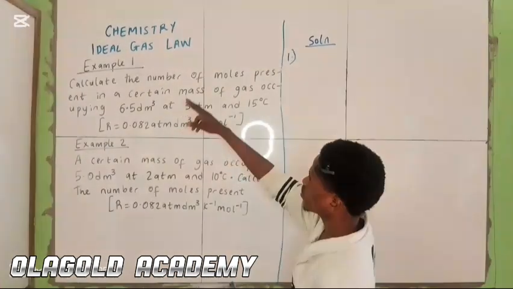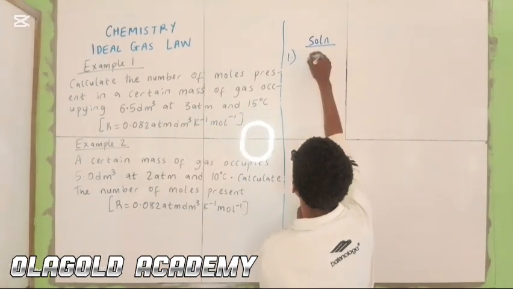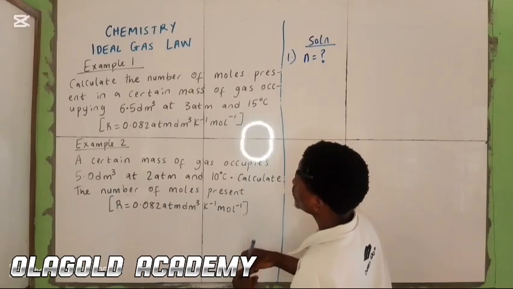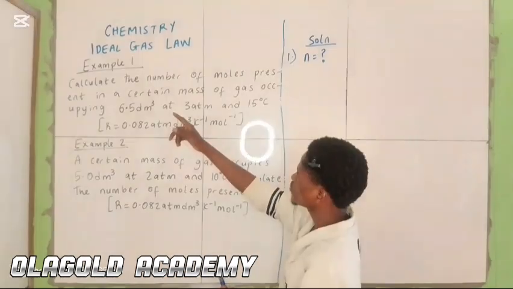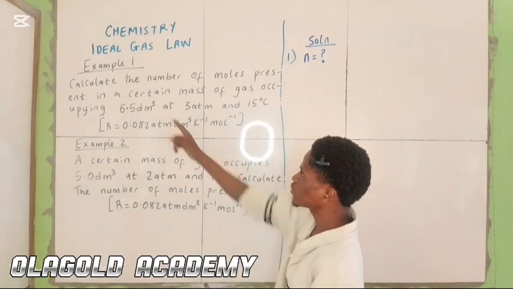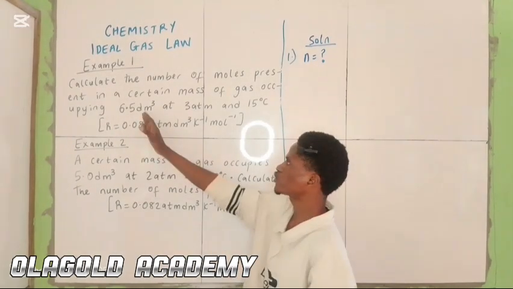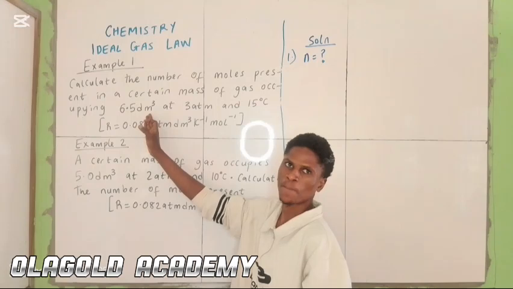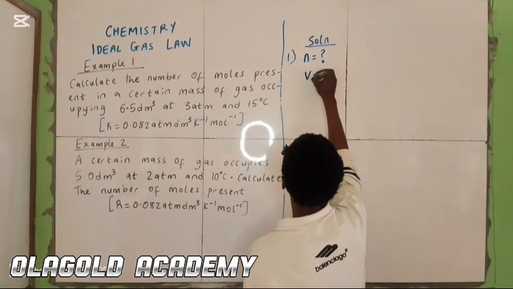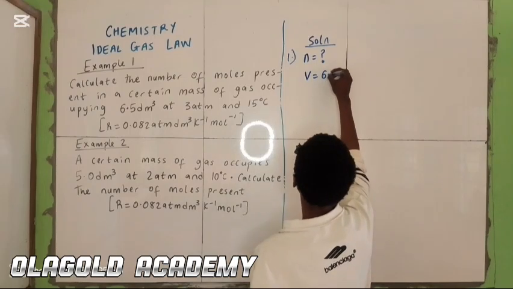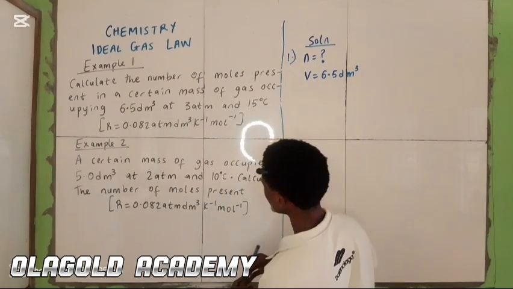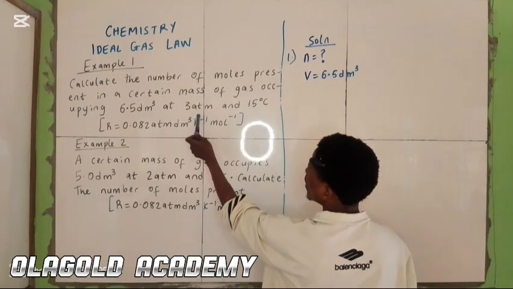Number one says calculate the number of moles. So the number of moles is not given. Present in a certain mass of gas occupying 6.5 dm cube. Remember, dm cube is a unit for a parameter which is volume. So we have volume to be equal to 6.5 dm cube.